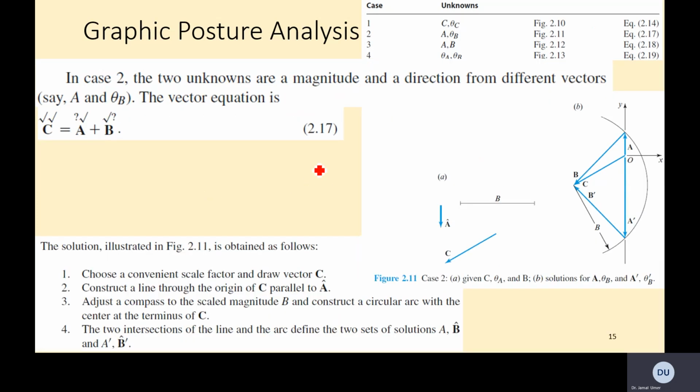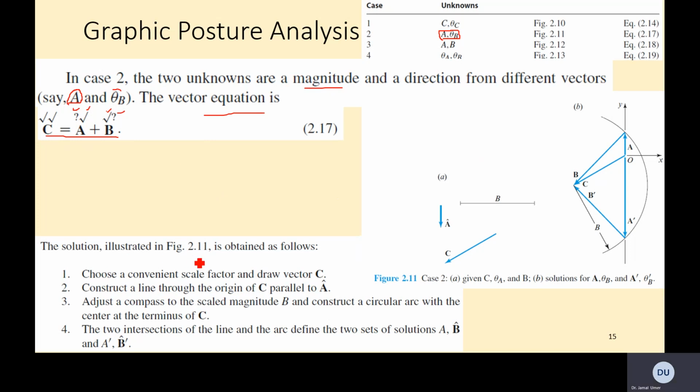All right, so then we have case 2, where A and theta B are unknown. So the two unknowns are the magnitude and direction of different vectors. So say A: one case where the magnitude of A is unknown and the direction of B is unknown. So the vector equation is, we follow this equation: C is equal to A plus B. You see within this equation, C is well defined. With A, you have unknown magnitude, direction known. And for B, it is the other way: the magnitude is known, direction is unknown.